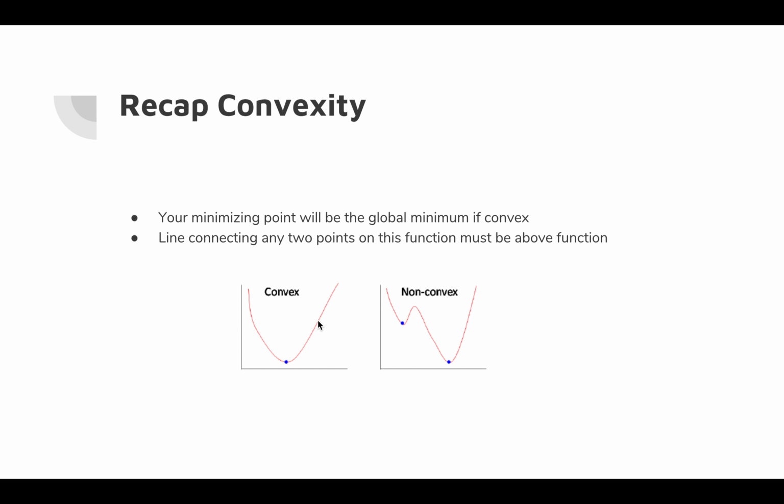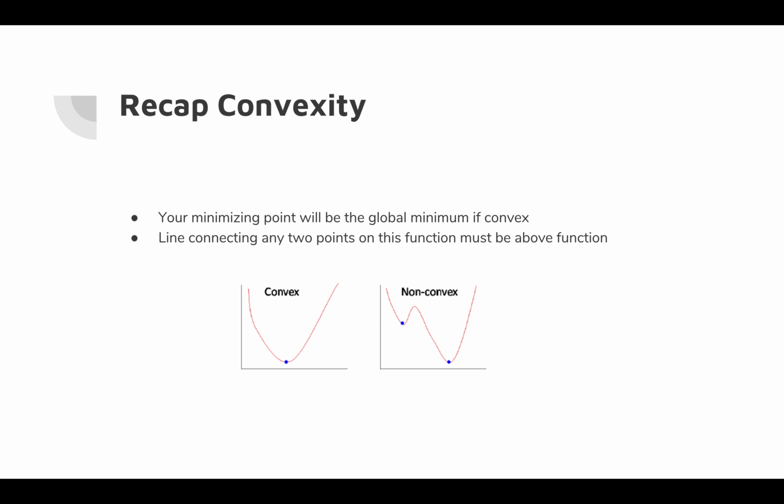So if I were to take this point and this point, the line that forms between those 2 points, see, notice how the line is above the function itself. So I can take any 2 points, and this line will always be above the function. And that's why this function is convex. But notice, in this function, if I were to take this point and this point, the line falls below the function. Hence, this function isn't convex. So why are we talking about convexity?